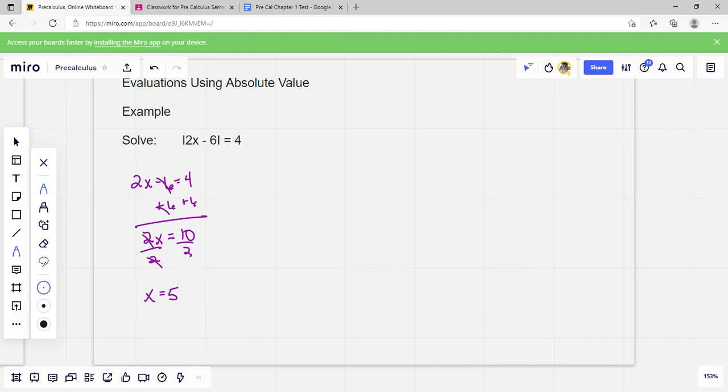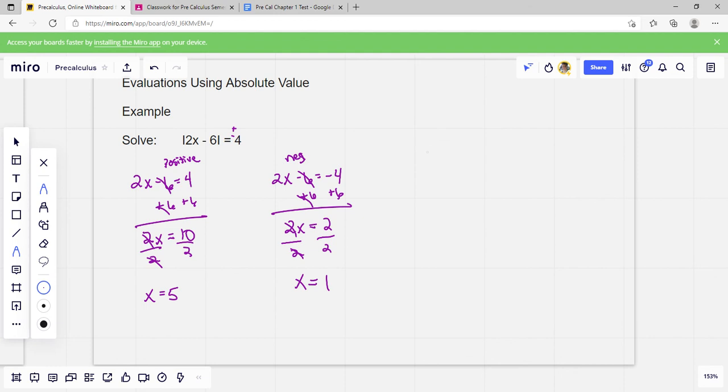Now we're going to do this again on the other side. So we've got 2x minus 6 equals negative 4, because we want to do the positive value and the negative value. So here's our positive, and here's our negative. We're going to add 6, and we get 2x equals 2. And then we're going to divide by 2. X equals 1.